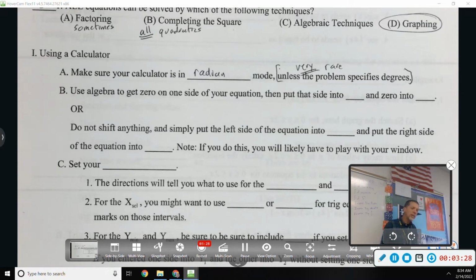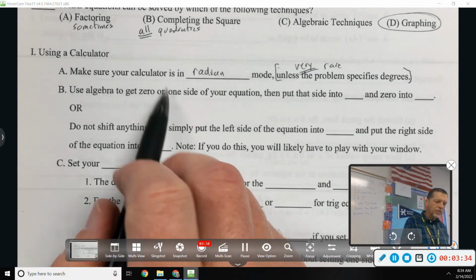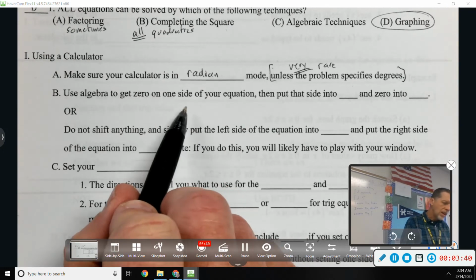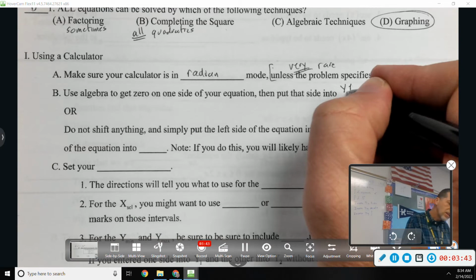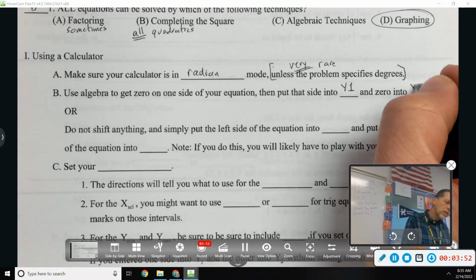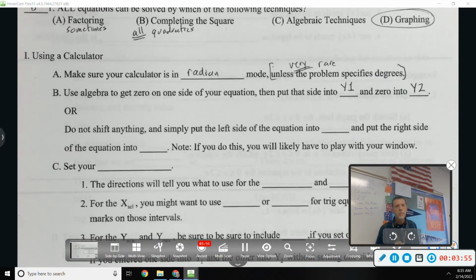All right, use algebra to get a 0 on one side of your equation. Okay, so you've done that before. Part of factoring is getting a 0 on one side. Put that side into y1. So now we're talking calculator lingo here. Put that side into y1 and 0 into y2. And kind of giving away the end point here, but we're going to find the intersections of y1 and y2. Your calculator can find intersections. So we put an equation in for y1, put 0 in for y2, and tell the calculator to find where they intersect.